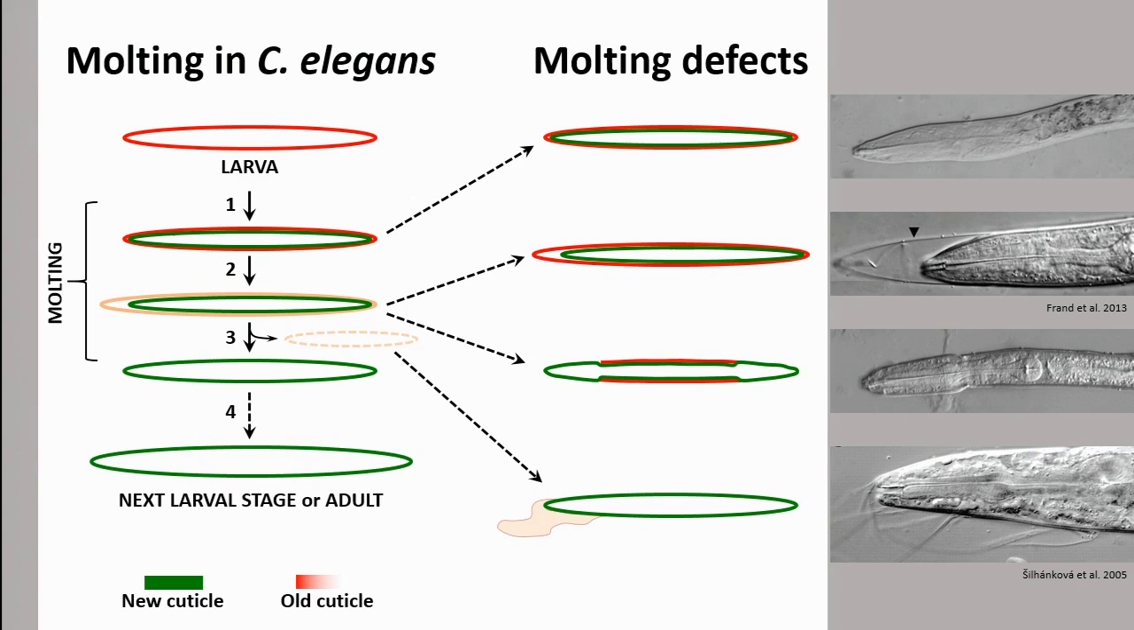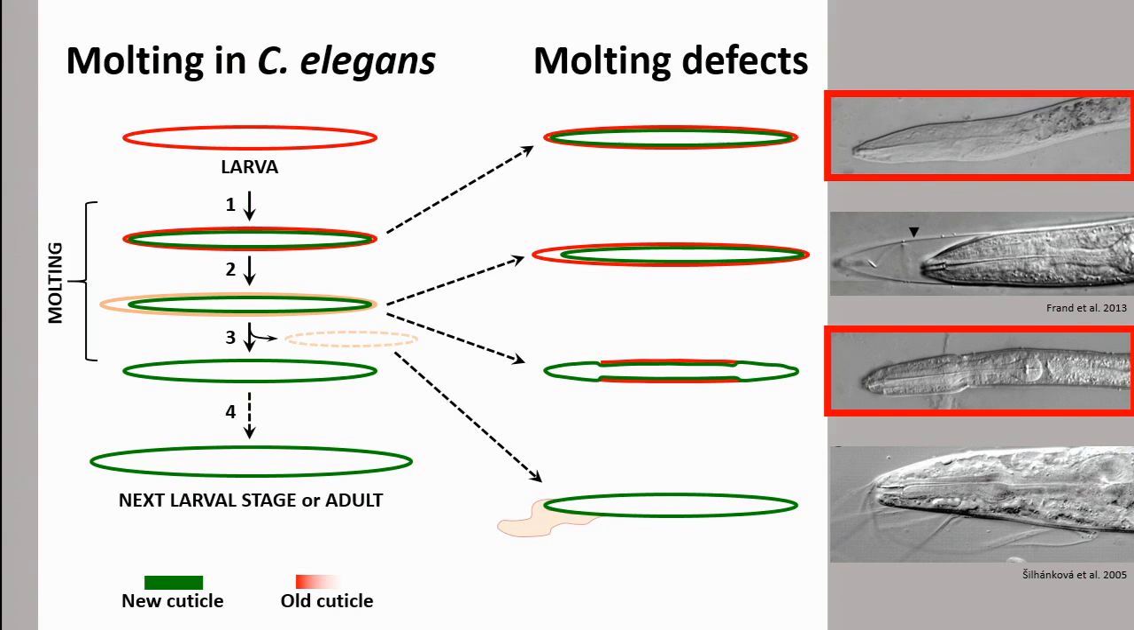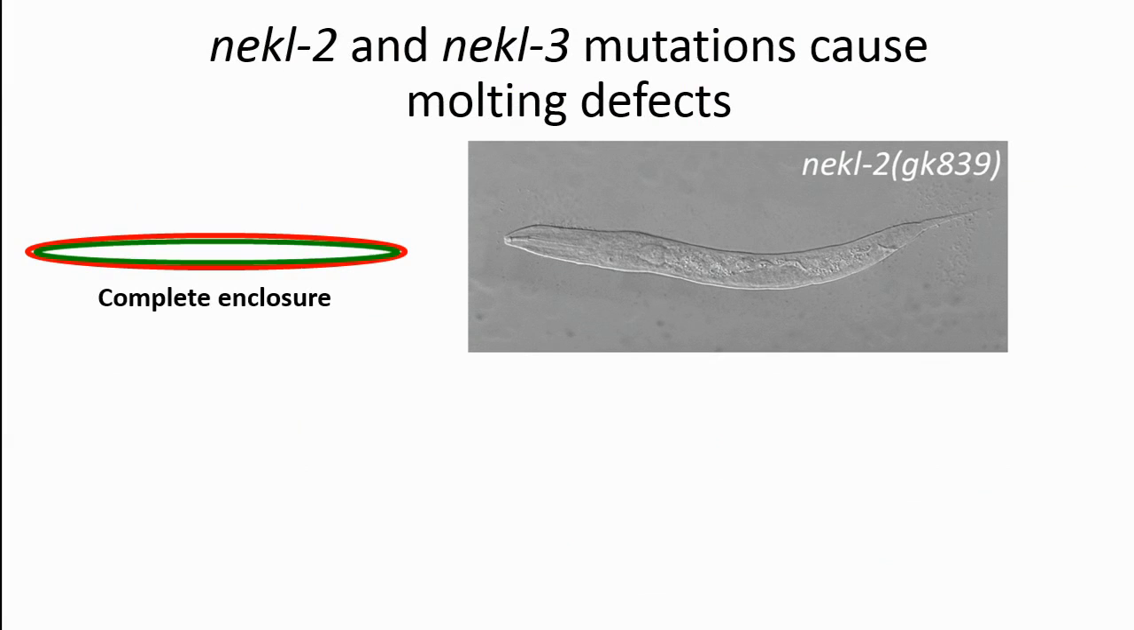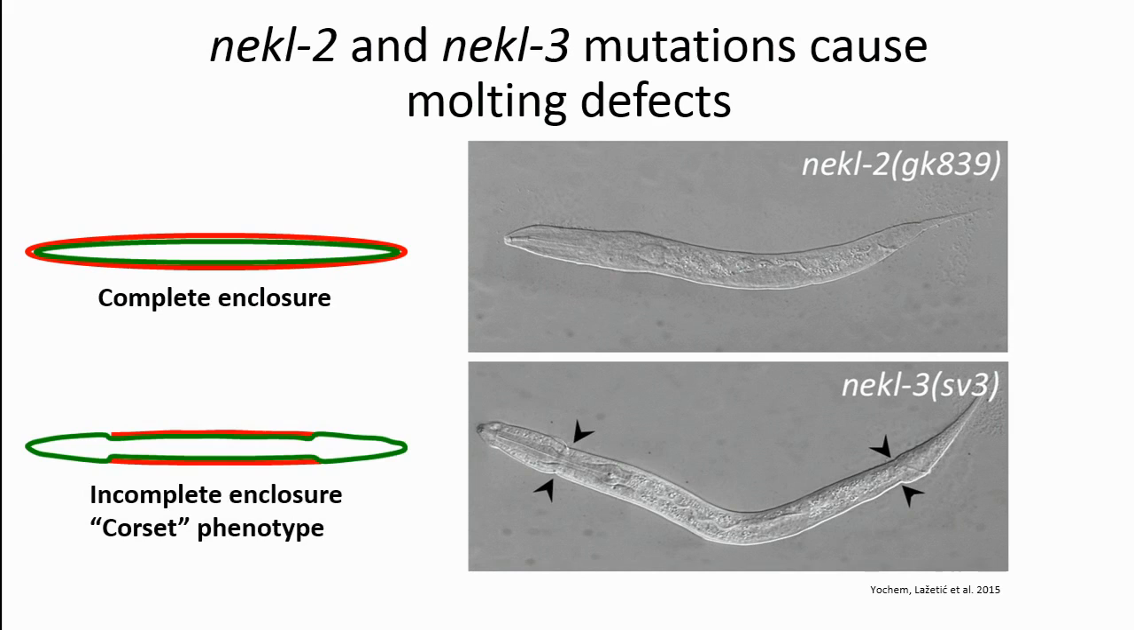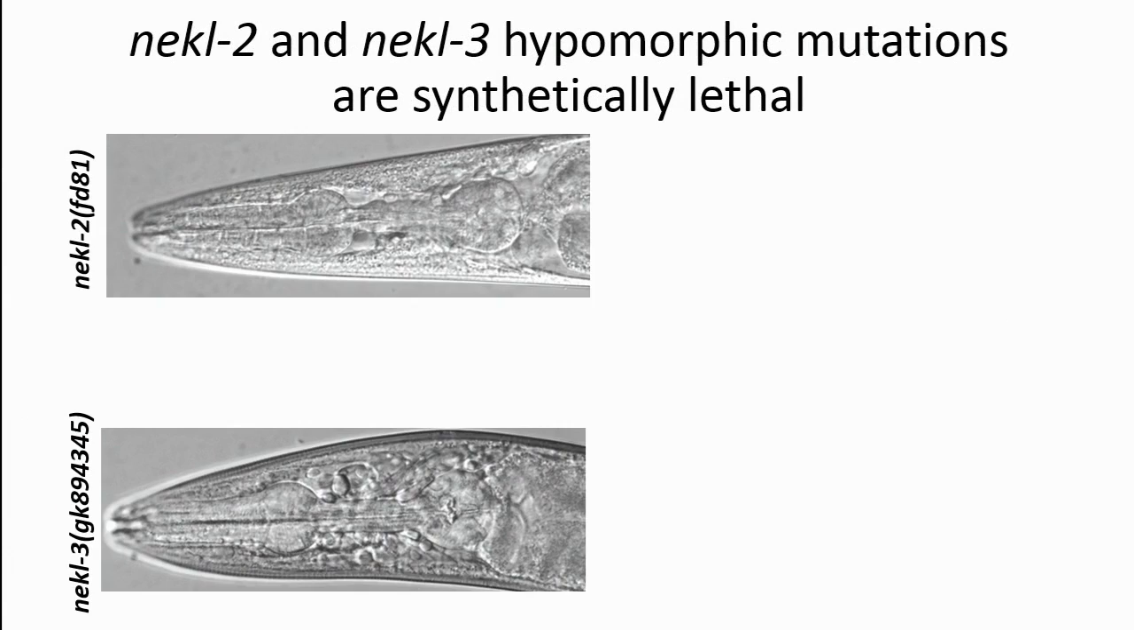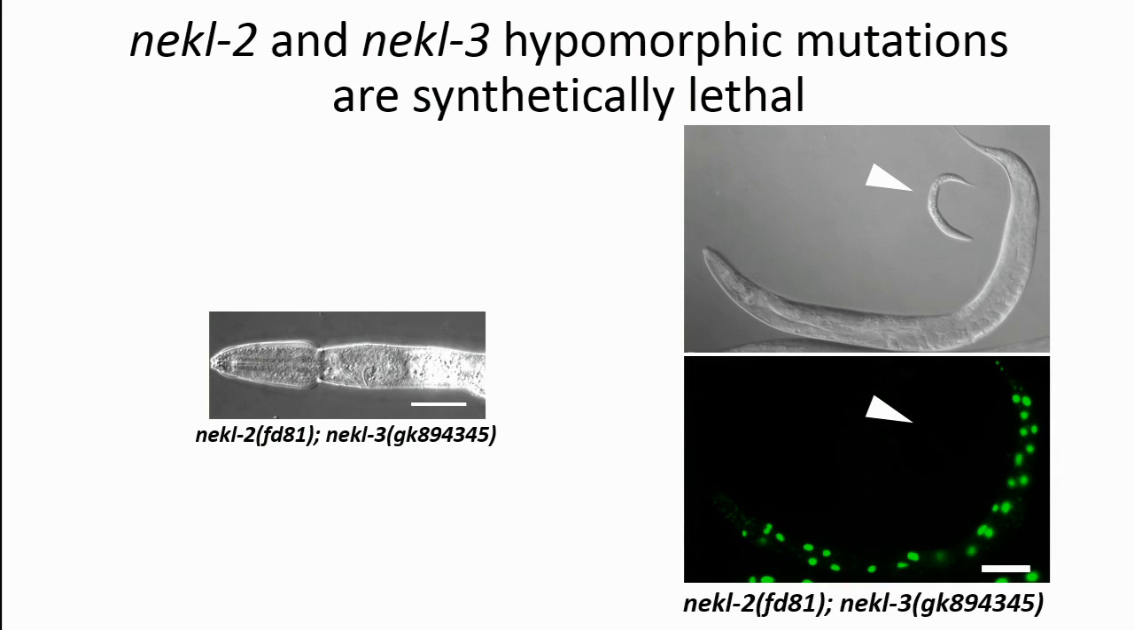Our lab is really interested in these two phenotypes, complete enclosure and incomplete enclosure in the old cuticle, because two genes that I'm working on, NEKL2 and NEKL3, cause molting defects when mutated: complete enclosure in knockout alleles, and incomplete enclosure or corset phenotype in hypomorphic alleles. We created a lot of hypomorphic alleles, and some of them are actually viable. But when we combine them, we can see that they're synthetically lethal. So combining viable hypomorphic alleles of NEKL2 and NEKL3 shows that they are acting in the same or parallel pathways. You can see that these are much smaller than their rescued siblings, and you can rescue these with a wild-type copy of only one, NEKL2 or NEKL3.